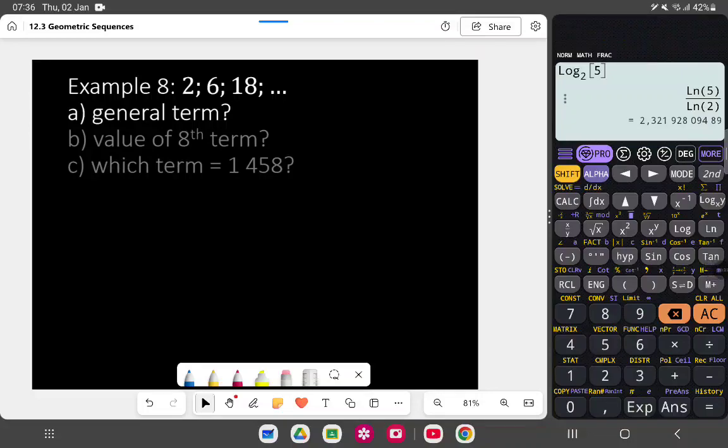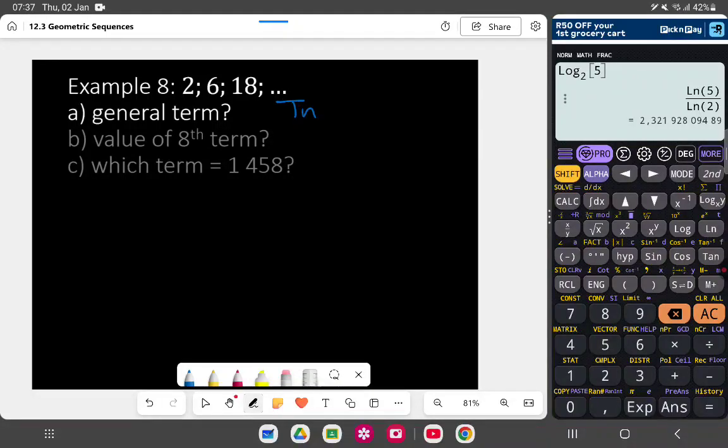Geometric sequences, example number 8, has 3 questions, A, B, and C. So on this slide, let's work on A. They're asking us, what is a general term? Now, you remember that the general term is going to be your Tn formula.